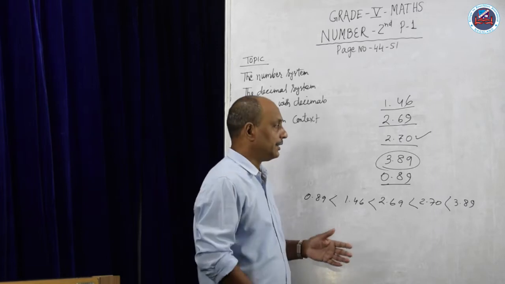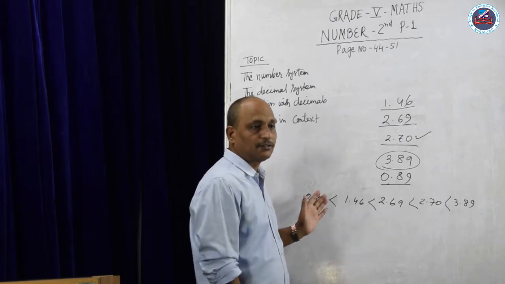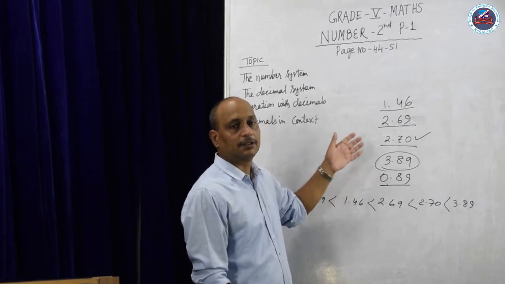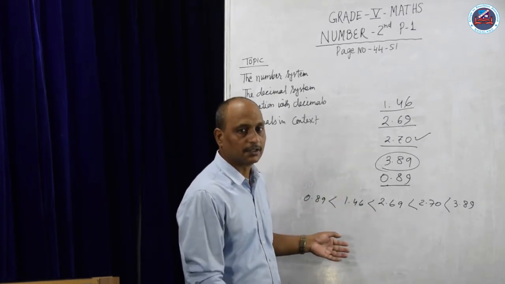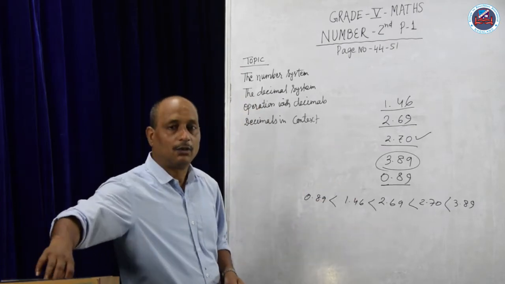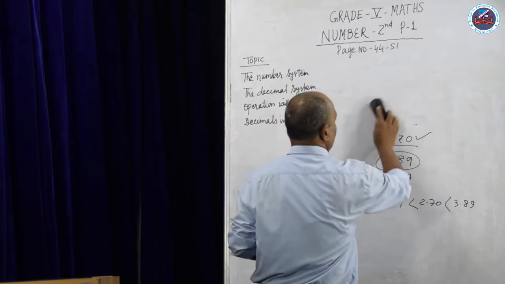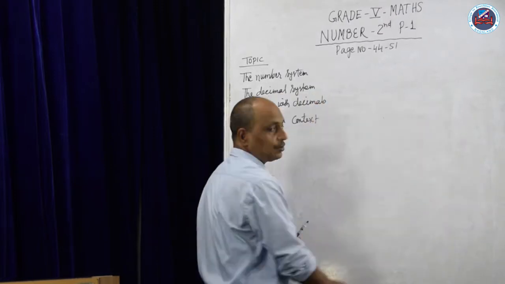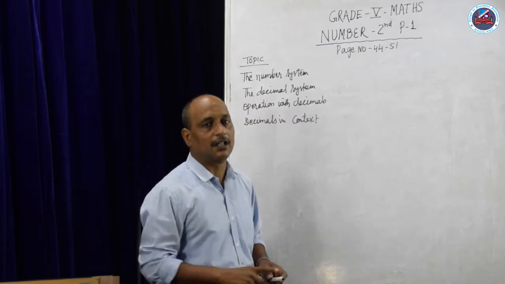Similarly, when we have to arrange greater to smaller, we have to first look at the greater number, then the smaller number, then the smaller number to the smallest number. So in this way, we can arrange all the numbers in ascending or descending order, that is greatest to smallest or smaller to greater.